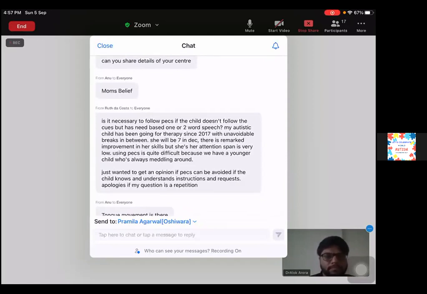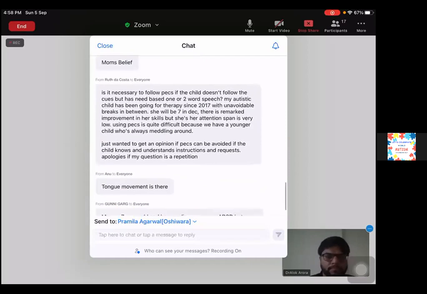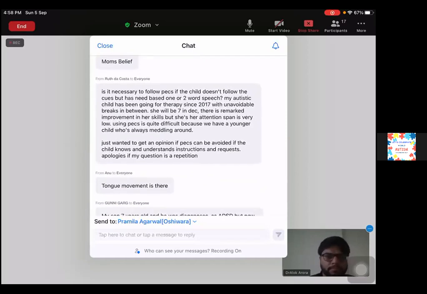There is remarked improvement in her skills, but her attention span is very poor. Using PECS is quite difficult because we have a younger child who's always meddling around. I just wanted an opinion on whether PECS can be avoided if the child knows and understands instructions and requests. Yes, PECS can be avoided if your child understands instructions and requests, but we would need to actually assess this child to comment further.